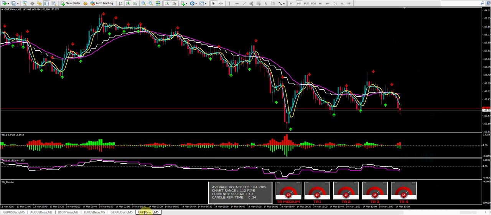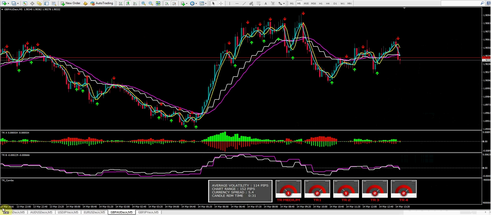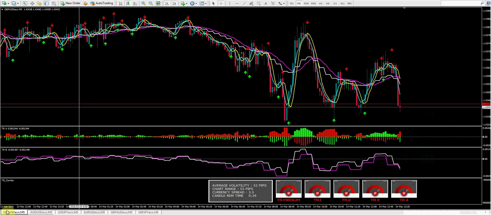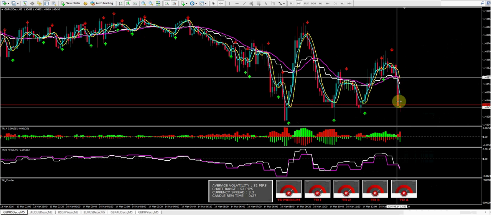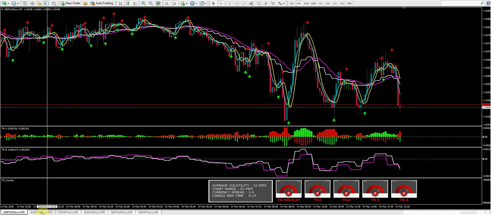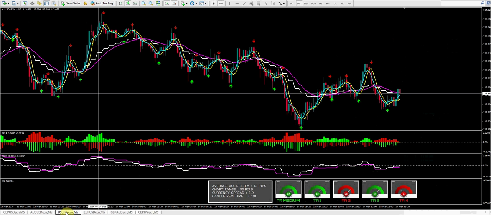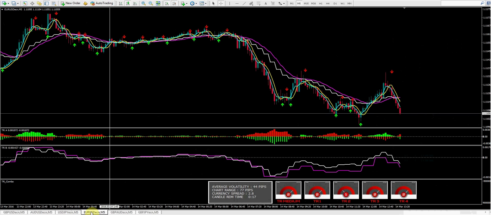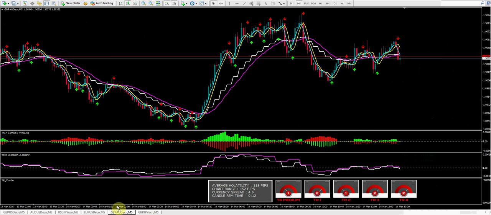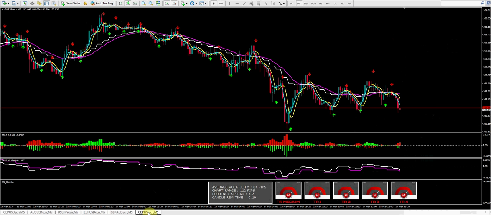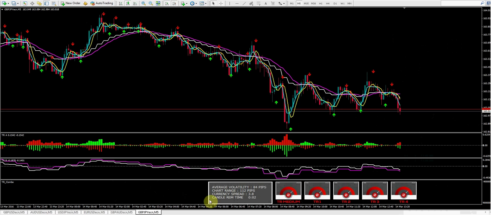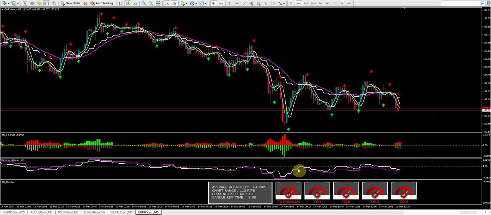Just watching both of these two pairs, as I'm pretty sure I'm going to take a trade in one of them. This right here has already made such a huge move. I'm not going to jump into that. All right, GBP yen has all twos here, so I might take that instead.